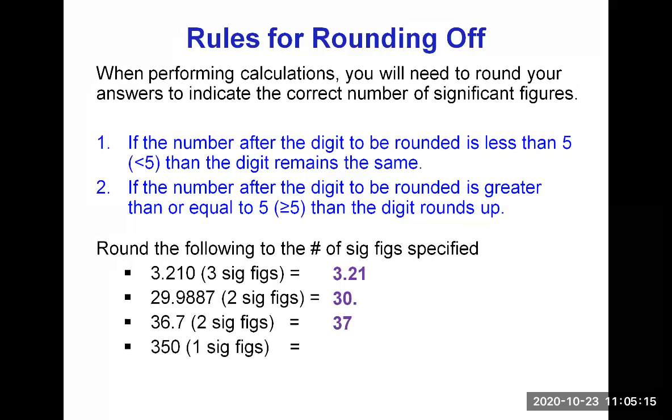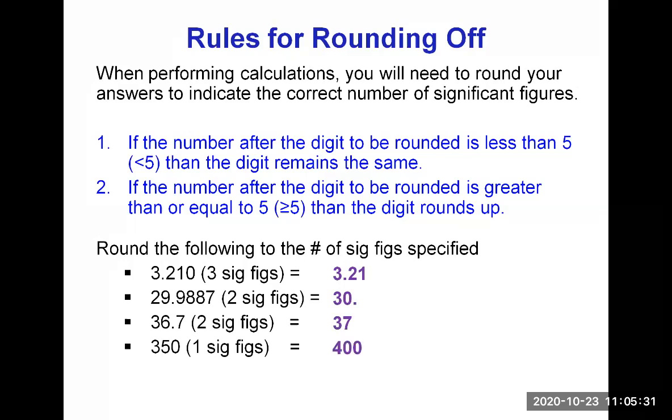350 rounded to 1 sig fig. So that means we need to keep the 3. What comes after the 3 is a 5, and that means you need to round up. So the 3 needs to become a 4.